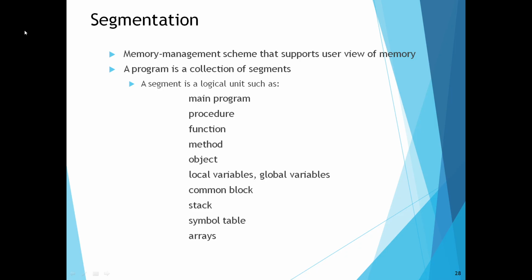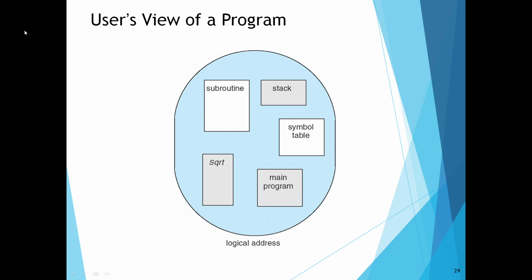Normally we know what is meant by a program. A program is a collection of segments. A segment is a logical unit. It may be a main program, a procedure, or a function. It may be a method, an object, global or local variables, a common block, a stack, a symbol table, and arrays. This is actually the user's view of the program, as already mentioned in the previous video.